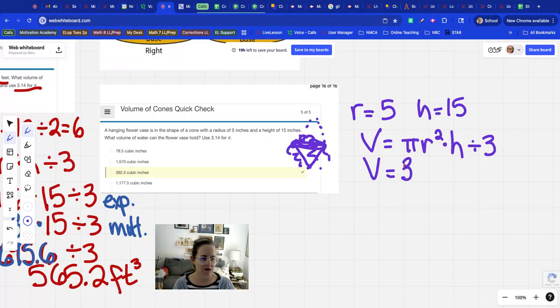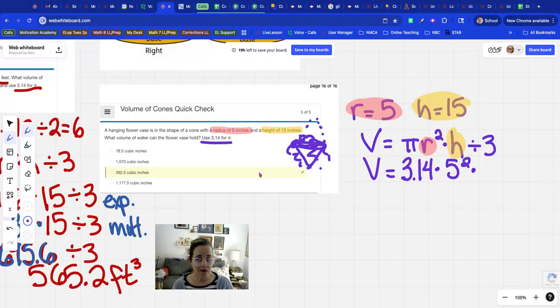Okay, now I'm going to substitute in the numbers that I know. I know they said use 3.14 for pi, so there's pi. I know the radius is 5, okay. They gave me the radius in the problem. Radius goes here. Okay. 5 squared times the height. The height they gave me in the problem too. The height was 15 inches. There it is there. Here it goes right here.